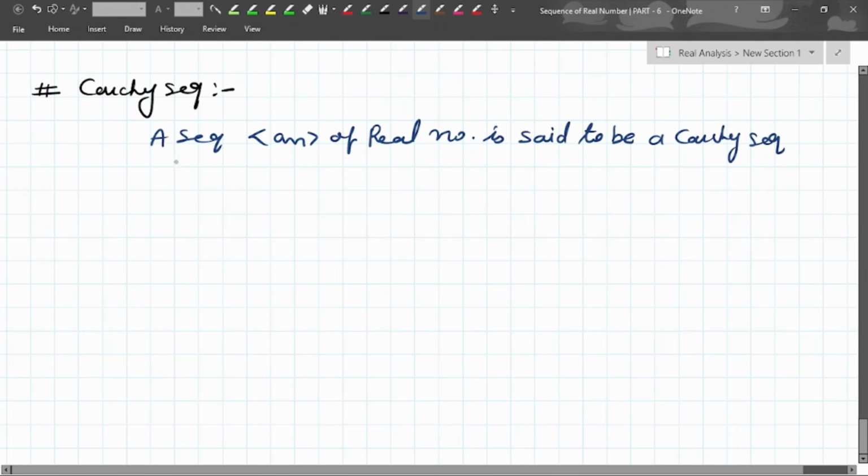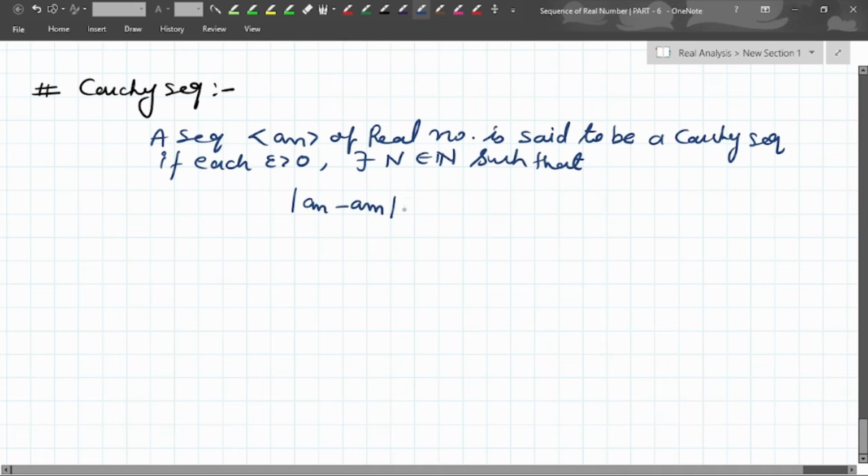if for each epsilon greater than 0, there exists n belonging to the natural numbers such that |an minus am| is less than epsilon for every n and m greater than this n, which is any natural number. Then you will say this is my Cauchy sequence. If you have this interval from here to here, it is making a cluster. If it is making a cluster and has a limit here, then it is your Cauchy sequence.